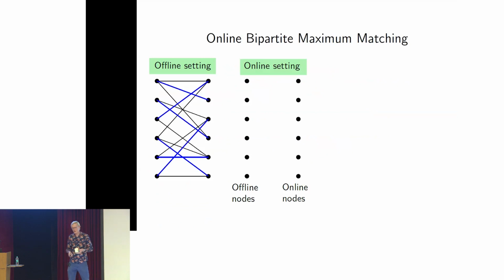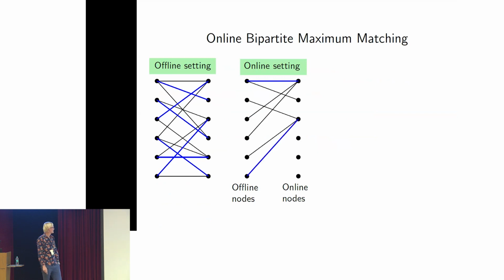So in the online version of this problem, we have a set of offline nodes, and we have a set of online nodes that reveal their edges to the offline nodes one at a time. And once an online node arrives, we can choose to match it to some available node in its neighborhood. So for instance, we could match to the top node here. So this is a kind of game where we have incomplete information, and it should be clear that we cannot do as well as in the offline setting. For instance, here we had no way of knowing that we shouldn't match this offline node. So when the next node arrives, we can't match it. So in this example, I guess you end up with a matching of size 4.